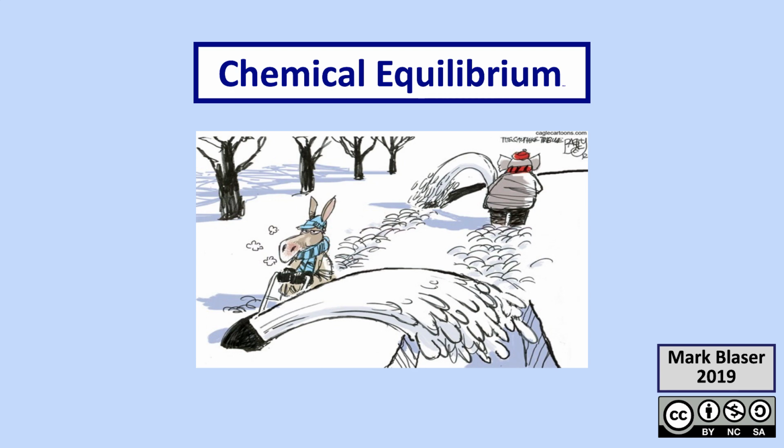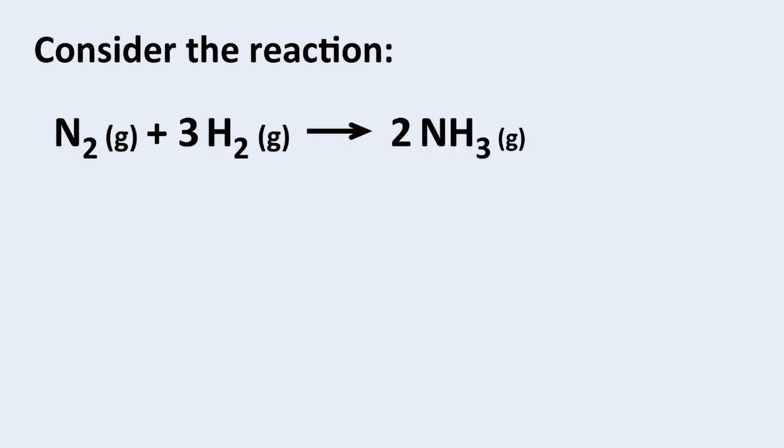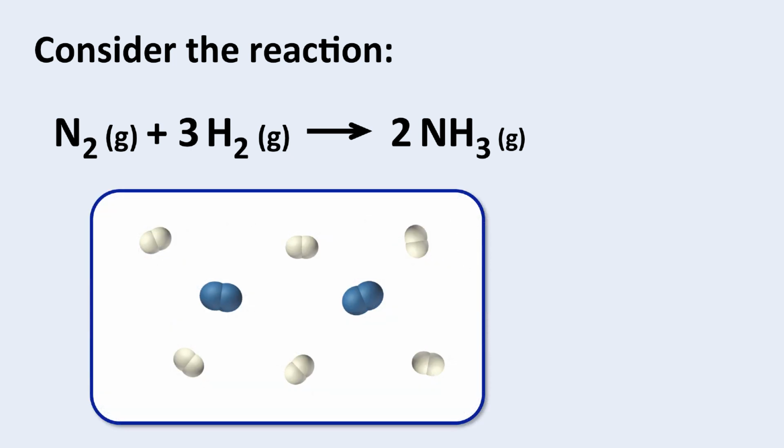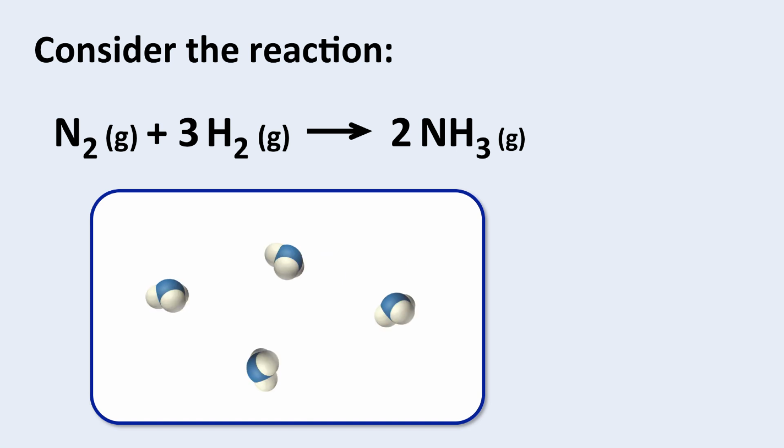Welcome to a screencast on an introduction to chemical equilibrium. Let's start by considering the reaction of nitrogen and hydrogen to make ammonia, NH3. And if we were to have some nitrogen and hydrogen, the reactants, in a container, and they were in a situation where they could react, we might expect to produce ammonia, NH3.